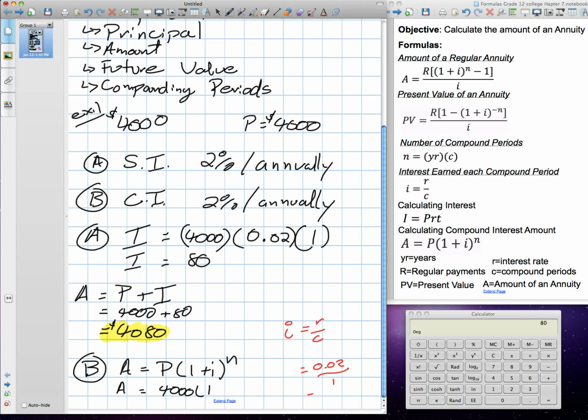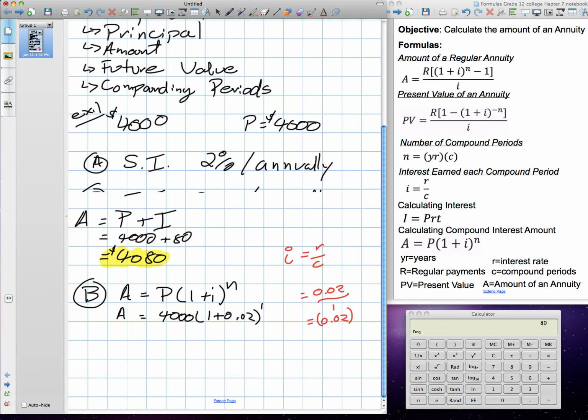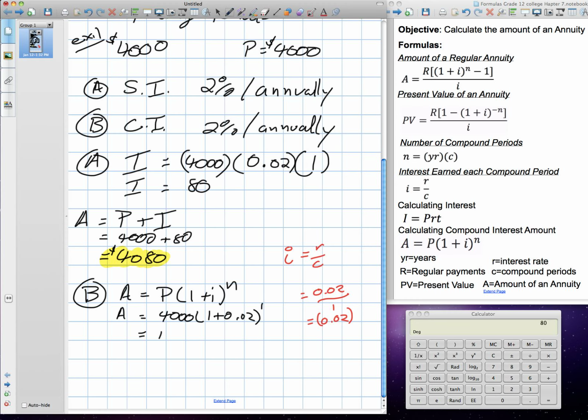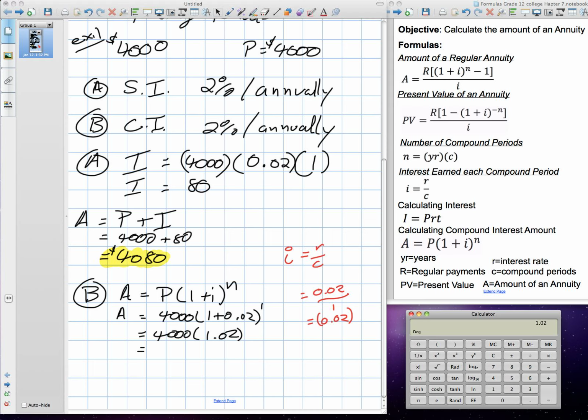It didn't really change. It stays the same because our compounding periods haven't built up yet. We're going to get into when they do. n is the number of compounding periods. We already figured that out. There's only one compounding period, so we're going to put this to the power of 1. So we get 4,000 times 1.02. 1.02 to the power of 1 is 1.02. Same number times 4,000.